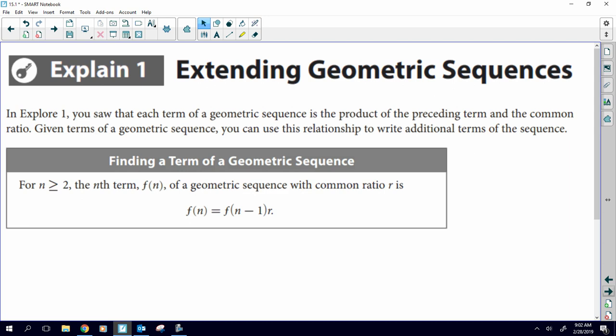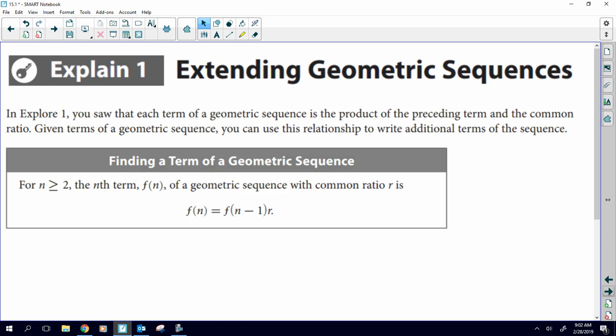All right. Again, you want to put this into your notes. I'm not going to highlight it. It says explain extending geometric sequences. The thing I do want you to write, okay, in Explore 1, you saw that each term of a geometric sequence is the product of the preceding term and the common ratio. Given terms of a geometric sequence, you can use this relationship to write additional terms of the sequence.